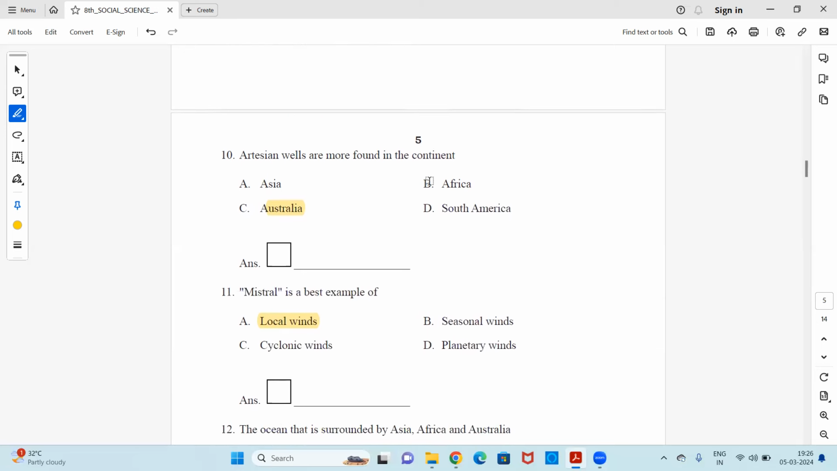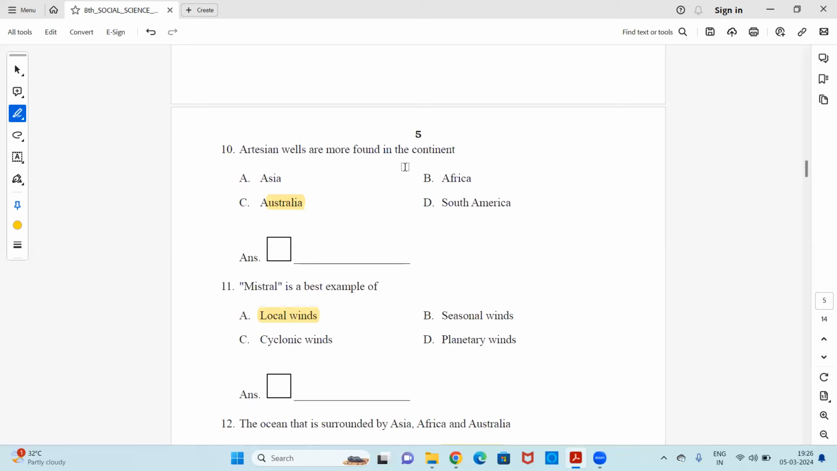Next, artesian wells are more found in the continent of dash. In which continent do you find more artesian wells? In a general manner, you find them in most continents, but here it's asked where more are found. The options are Asia, Africa, Australia, or South America. The right answer is option C, Australia. More artesian wells are found in the continent of Australia.